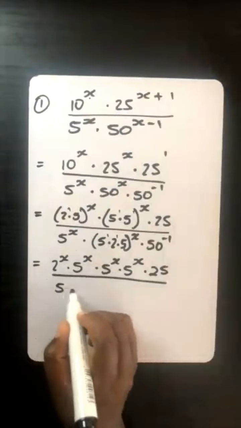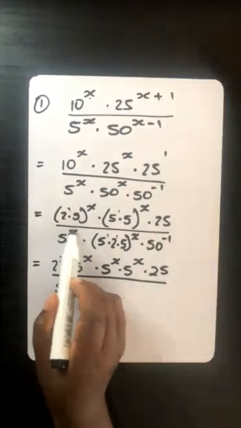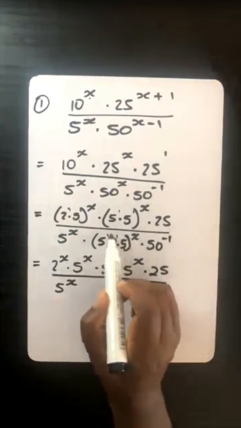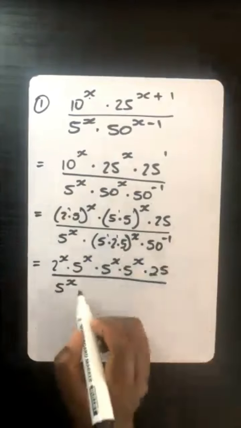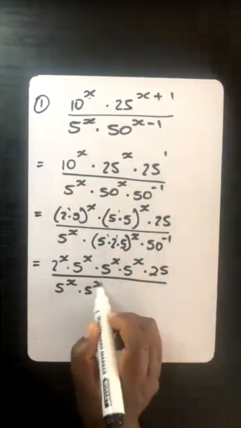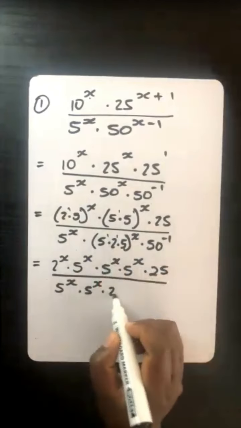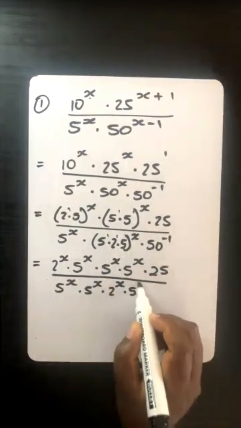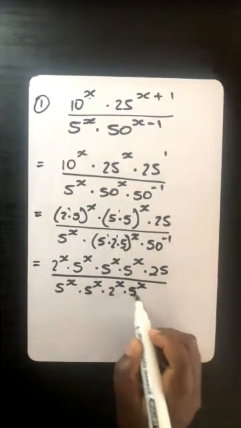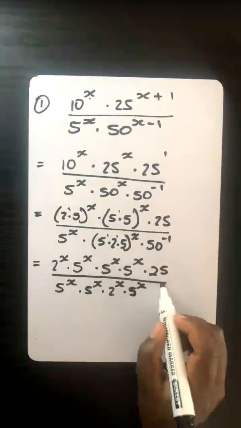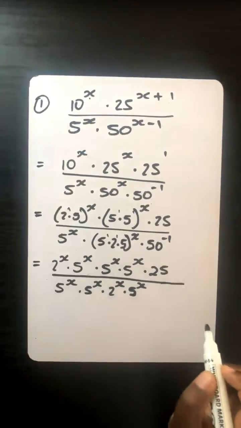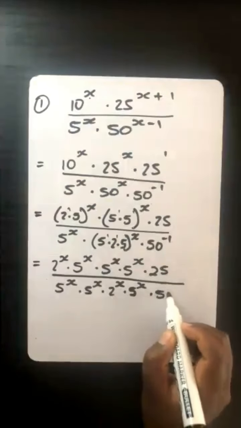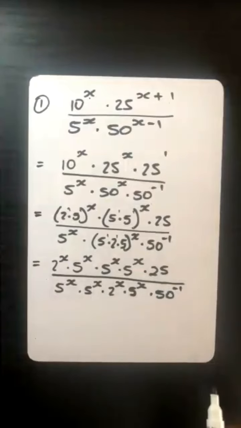Then we've got 5 to the exponent x, which is that x over there. Then that x is also going to multiply the exponents of everything within the brackets, which means we're going to have 5 to the exponent x multiplied by 5 to the exponent x multiplied by 5 to the exponent x. Over there, I think I said it's 5, even though it has to be 2, multiplied by 50 to the exponent -1.